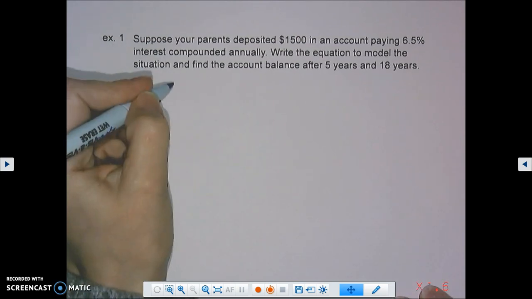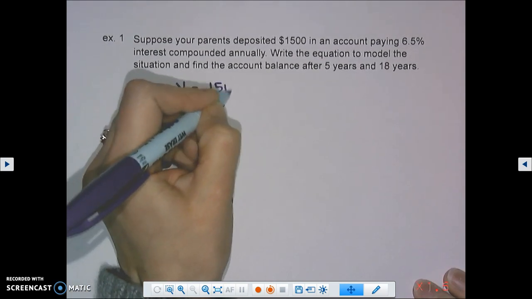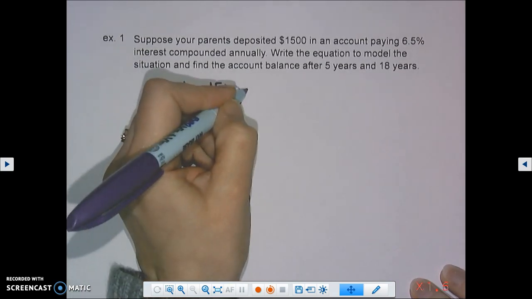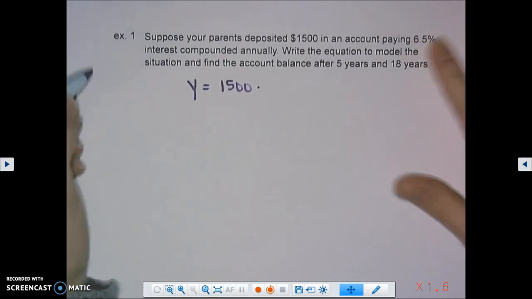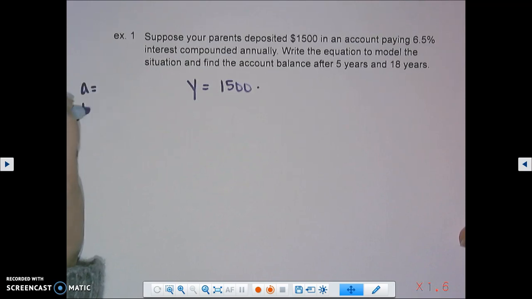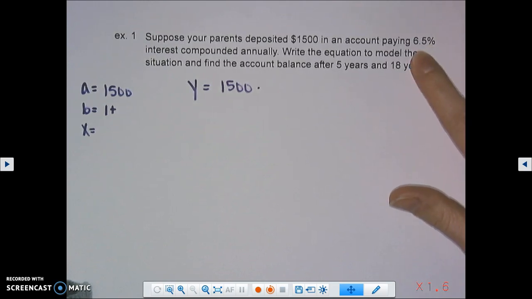Okay, so our general equation, we're going to have y equals, A is our starting amount. So how much money did our parents put into this account? They put $1,500. That is our starting amount, times our percent. So let's do this first. Let's write out what A equals, what B equals, and what X equals. A is our starting amount, that's 1,500. B is our percent, but it's going to be 1 plus or minus. So if our parents are depositing money into an account, that means we're going to take 1 plus the percent that they gave us. Now, 6.5 is a percent.